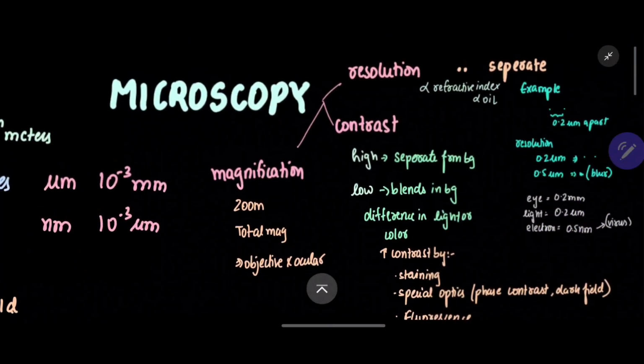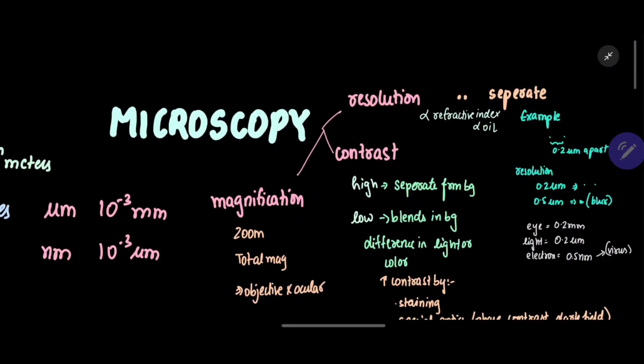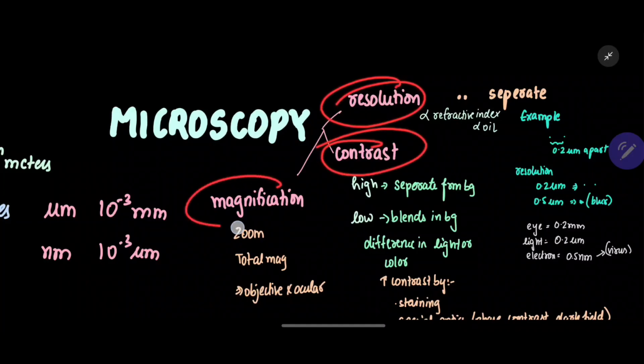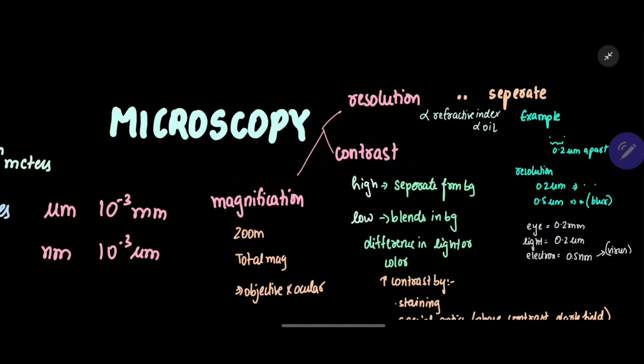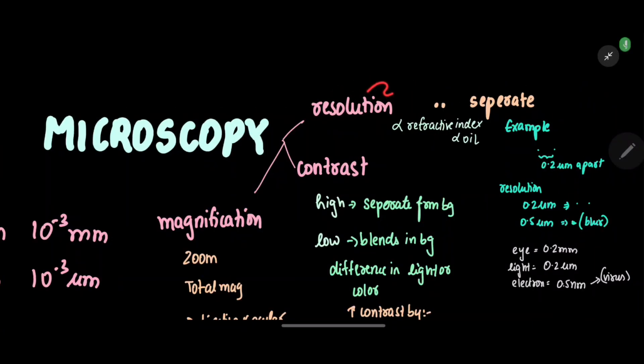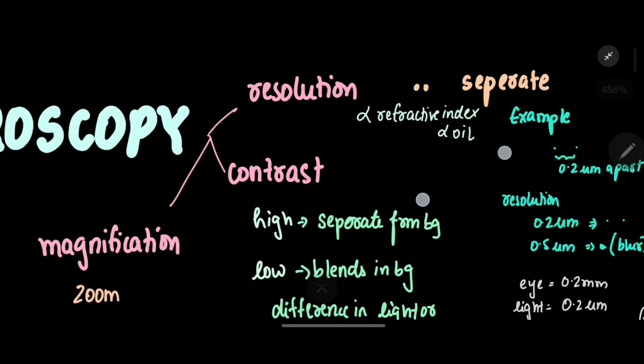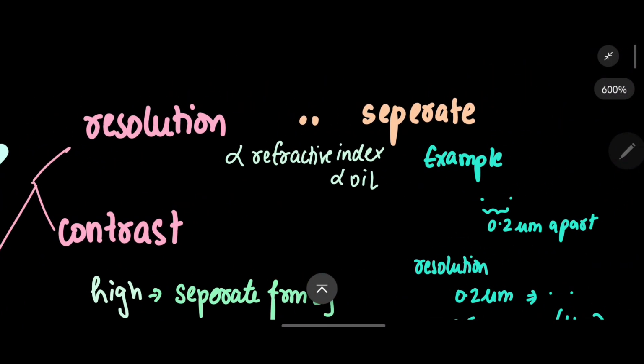Now, what are the general properties that a microscope should have? There are three main properties: resolution, contrast, and magnification. Starting with what is resolution, try to understand this. Let us say there are two distinct dots, but they are very close together. The ability to tell them apart despite them being so close together is called resolution.